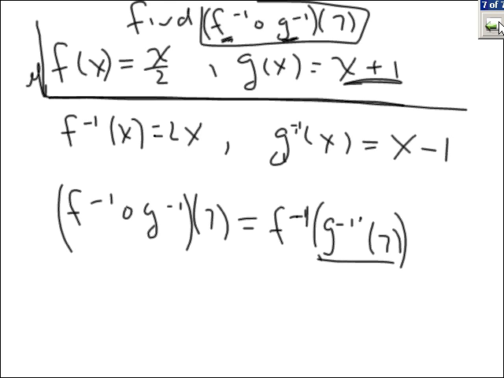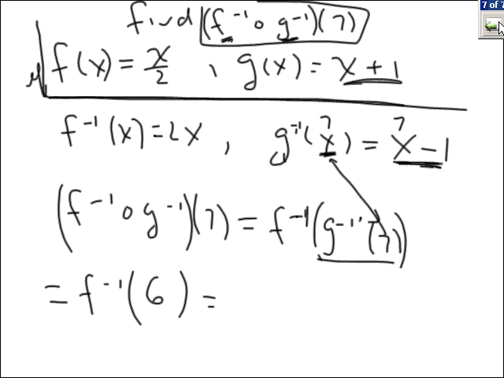So we need to first find g inverse of 7. So this is f inverse of whatever g inverse of 7 is. X is 7. 7 minus 1 is 6. If I plug 7 in there, then I have to plug 7 in the right side. What does g inverse do to what's in there? It takes away 1. What's in the bracket? 7. I take away 1. Now, what does f inverse do? It doubles. All right, I'll double 6. Problem done.